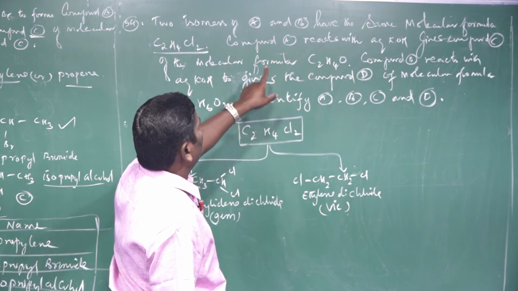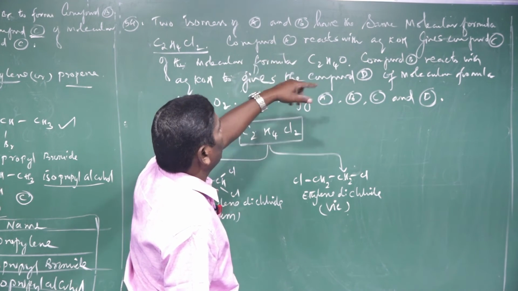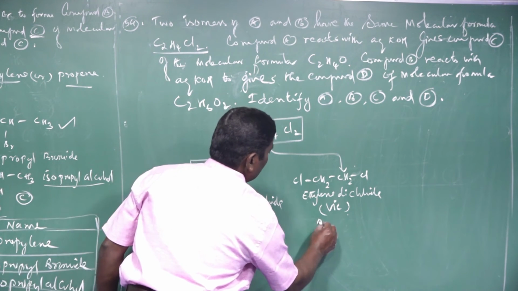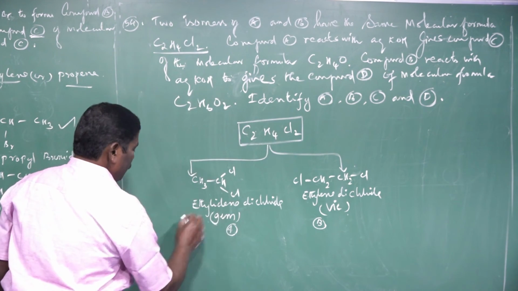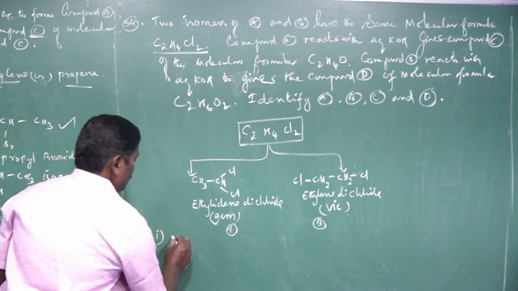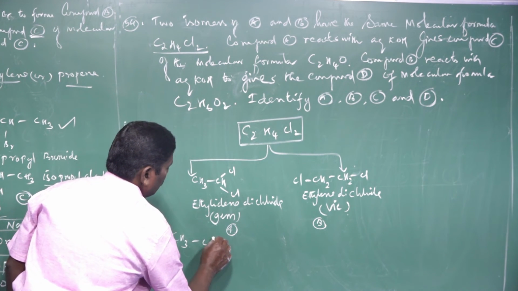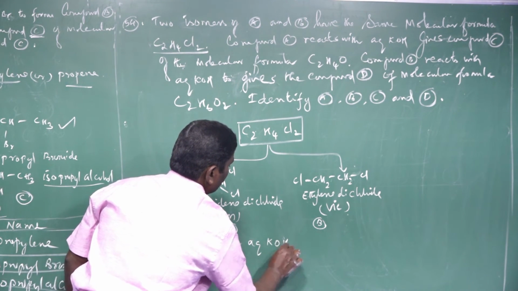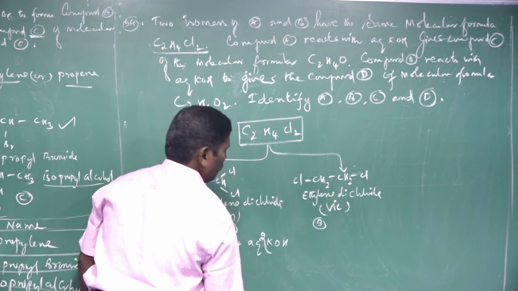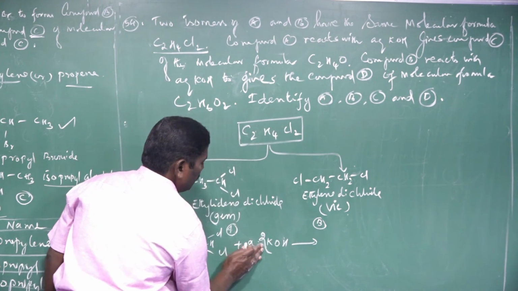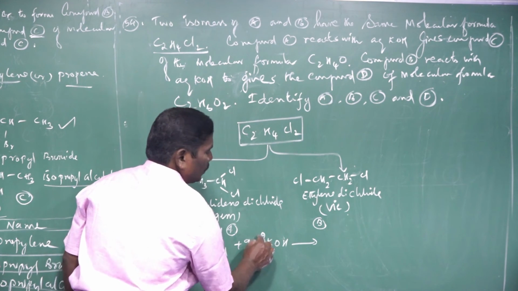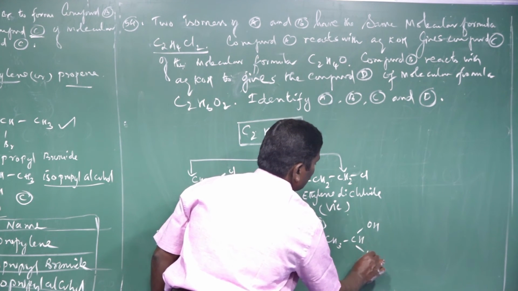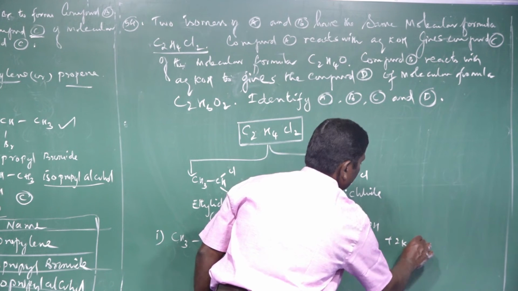Next we are going to see that compound A reacts with KOH. You write now, this is compound A, this is compound B. Now A reacts with it, you see reaction 1: CH3CHCl2 plus aqueous 2 KOH gives the product CH3CH(OH)2 plus 2 KCl.